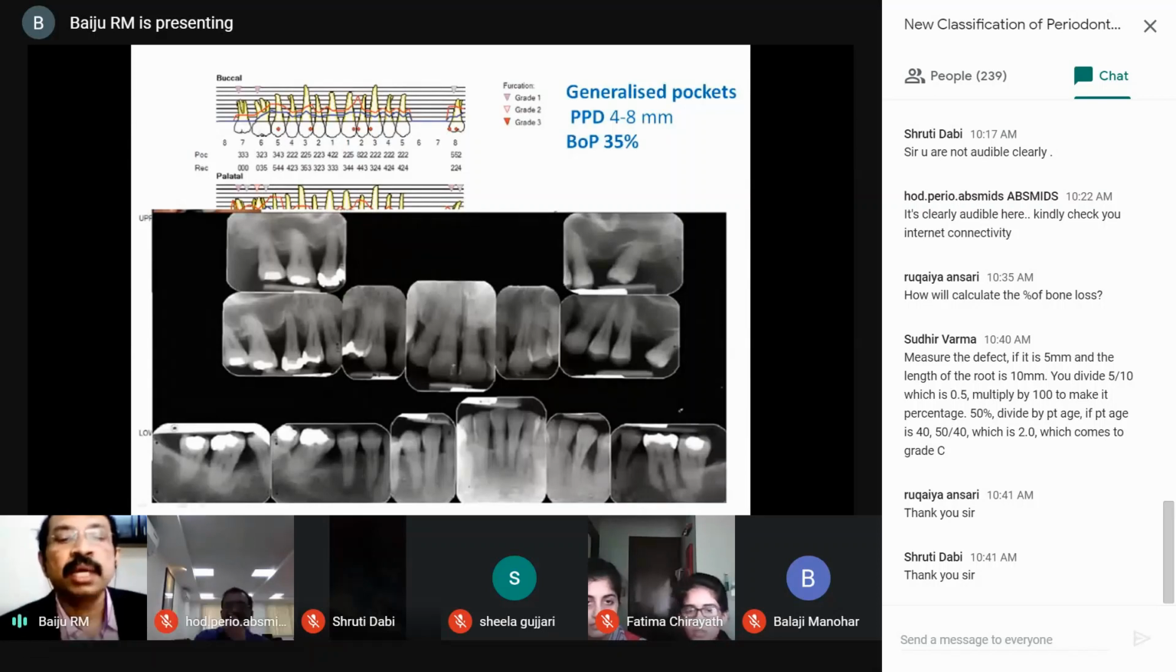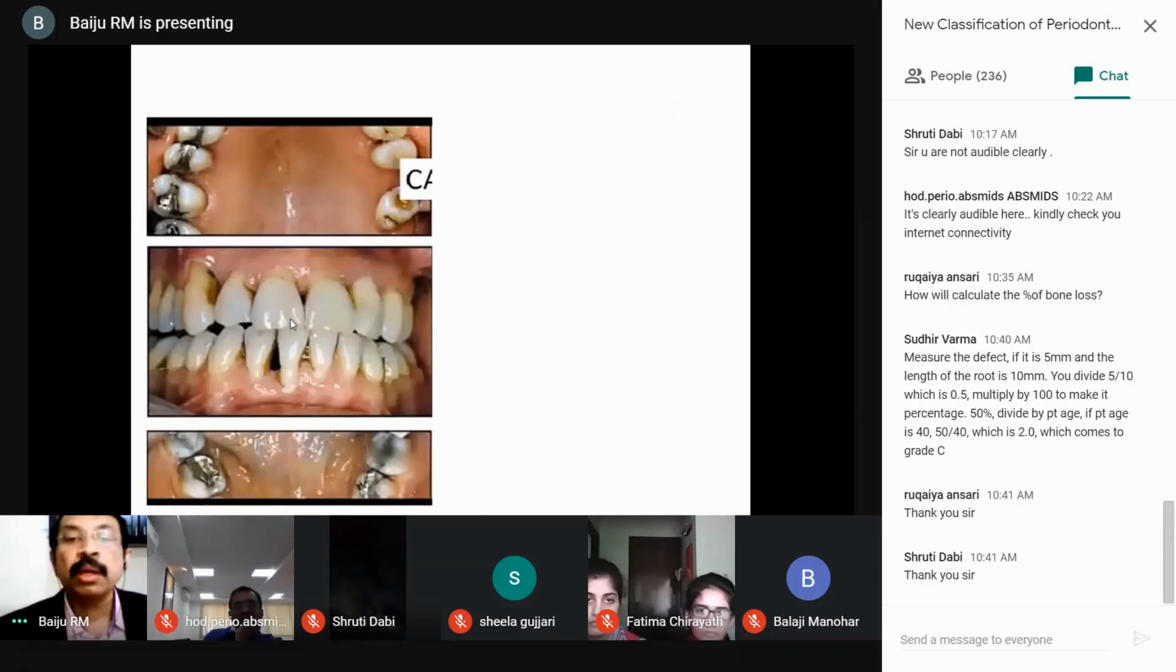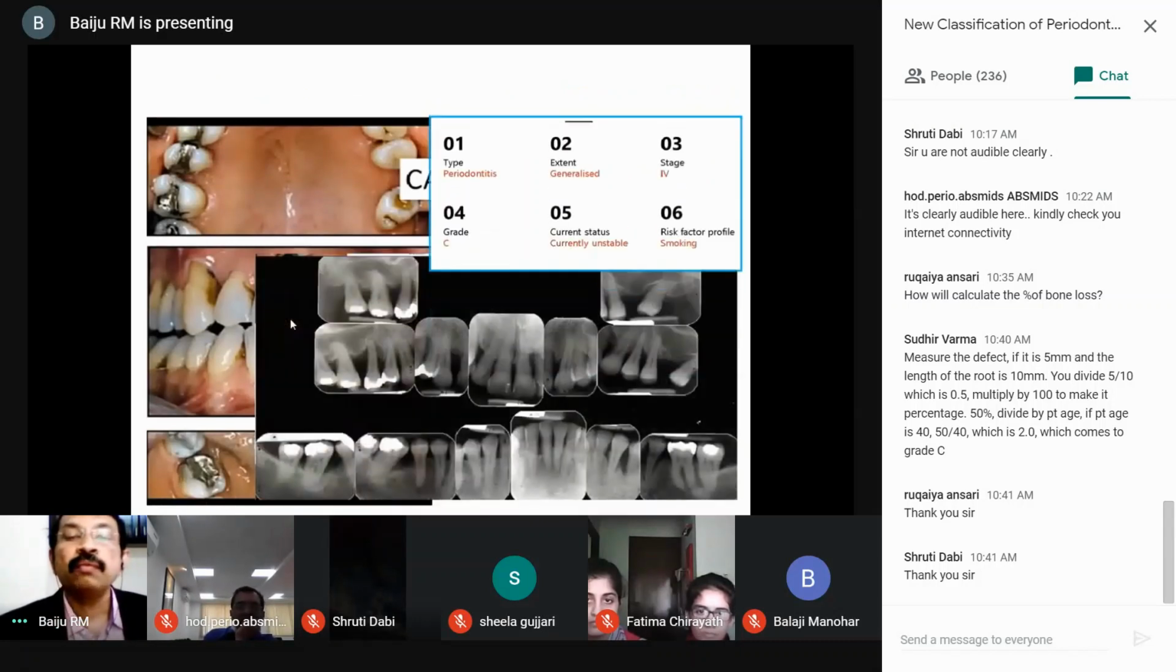So when we look at this radiograph and scan the entire patient's radiograph, various sites, I found that the worst site, the maximum bone loss, is the 1-5 region, where the bone loss has reached up to the apical 1/3. So when it has reached the apical 1/3, we assign it as the worst site, and our staging and grading criteria will begin from this site. Then we take the 6 steps to diagnose periodontitis.